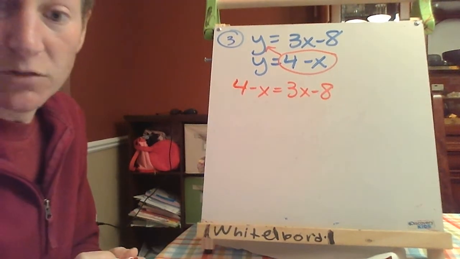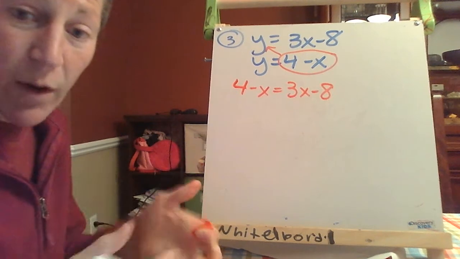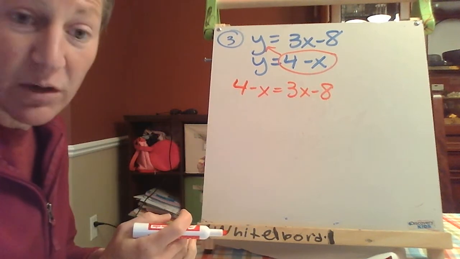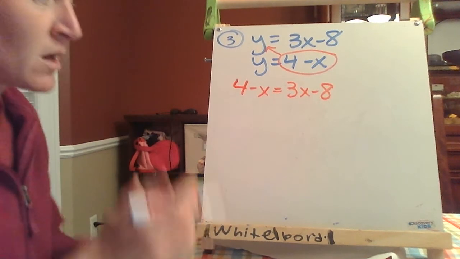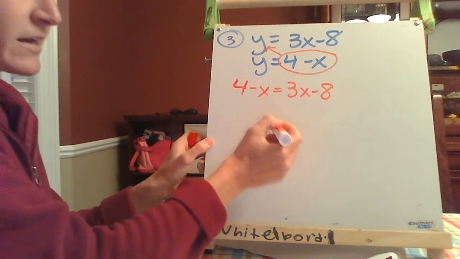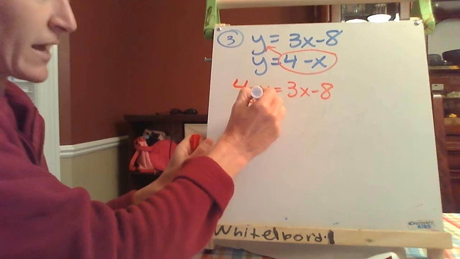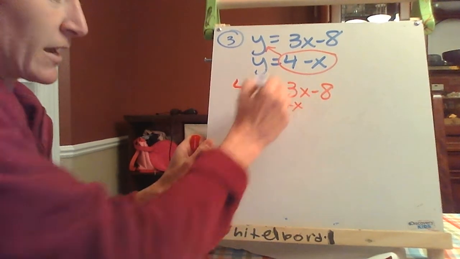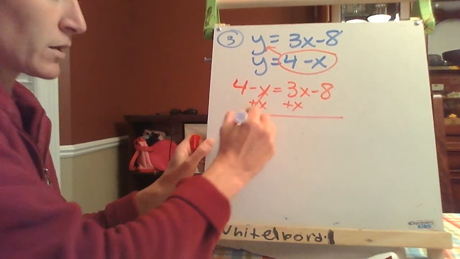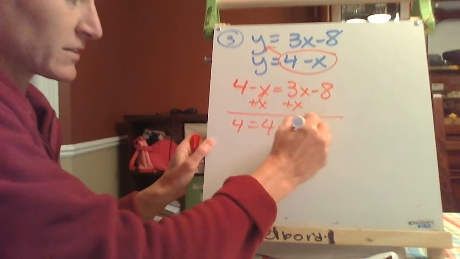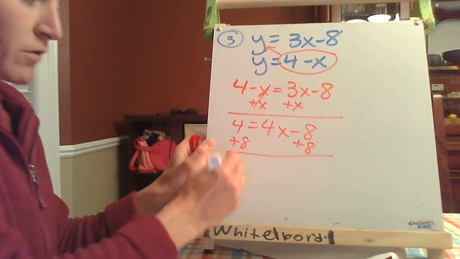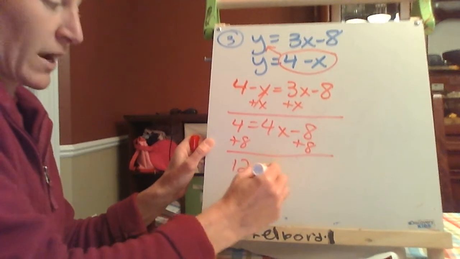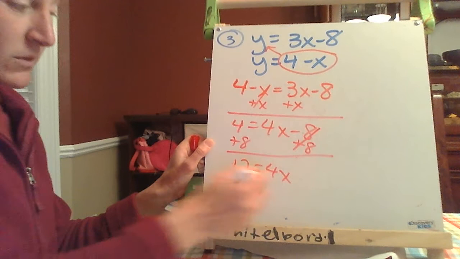Okay. So what do I do? Now I have those equal to each other because they both equaled y. So I plugged one chunk in for y in the other equation. Get x's to one side and constants to the other. So I'm going to add x. Add x. So 4 equals 4x minus 8. Add 8. Perfect. 12 equals 4x. Divide by 4.